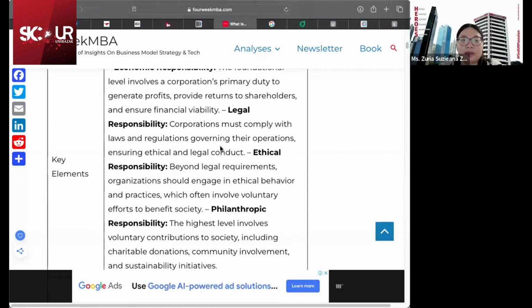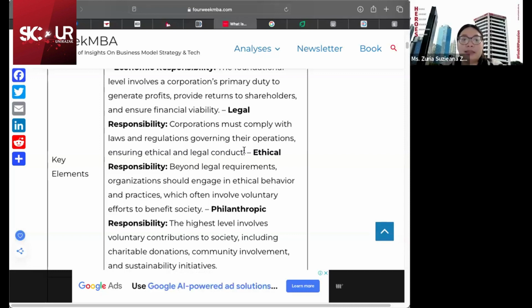The next level is ethical responsibility. How do we differentiate between legal responsibility and ethical responsibility? I give you one example of the hiring process, or human resource practice. Legal responsibility means that when you hire an employee, you must give them minimum salary, annual leave, and you must follow exactly what the Ministry of Human Resources requires, the 13 acts and so on. So you have to follow that.